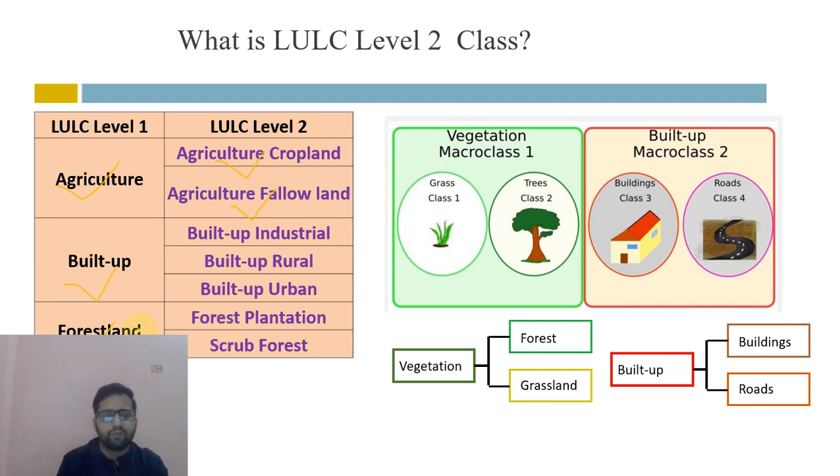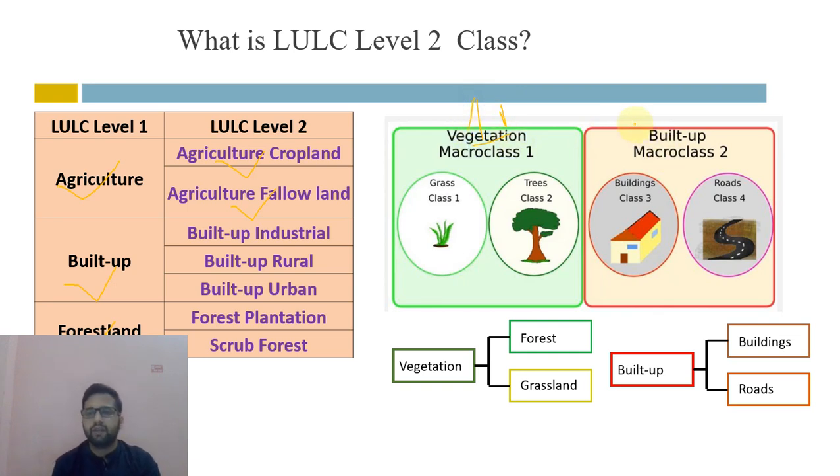And another one is forest land. When forest land is classified into major categories, that is forest plantation, scrub forest and so on. That is called level 2 classes. Now we can see this by the image. So now vegetation is a macro class, or primary class, or level 1 class.